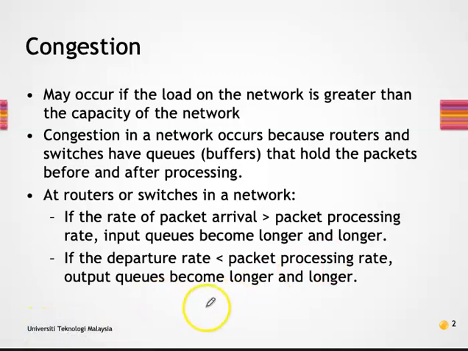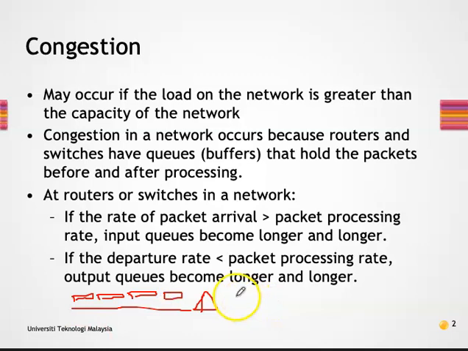Let's see an example here. Here we have a switch. At the switch, there are packets queuing to be processed by the switch. If the switch can, for example, process the packets at a very low rate, and there are many packets arriving which need to be processed, the input queues here will become longer and longer.